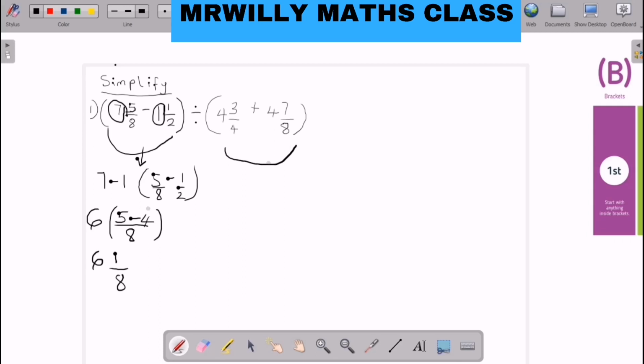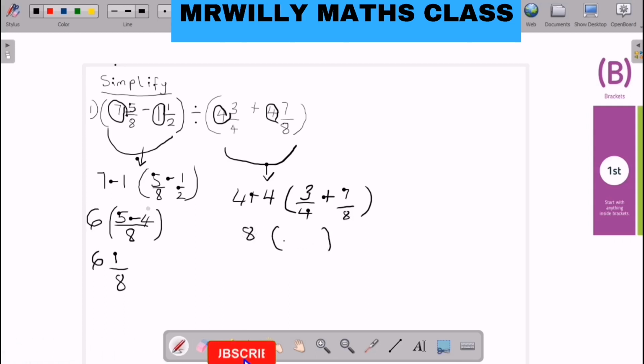If you look at the second fraction, you're having 4 number 3 over 4 plus 4 number 7 over 8. So you pick the whole number. That will be 4 plus 4. Then you have 3 over 4 plus 7 over 8. Now that you have done this, what's the next thing? 4 plus 4 is 8. Then you draw your bracket.